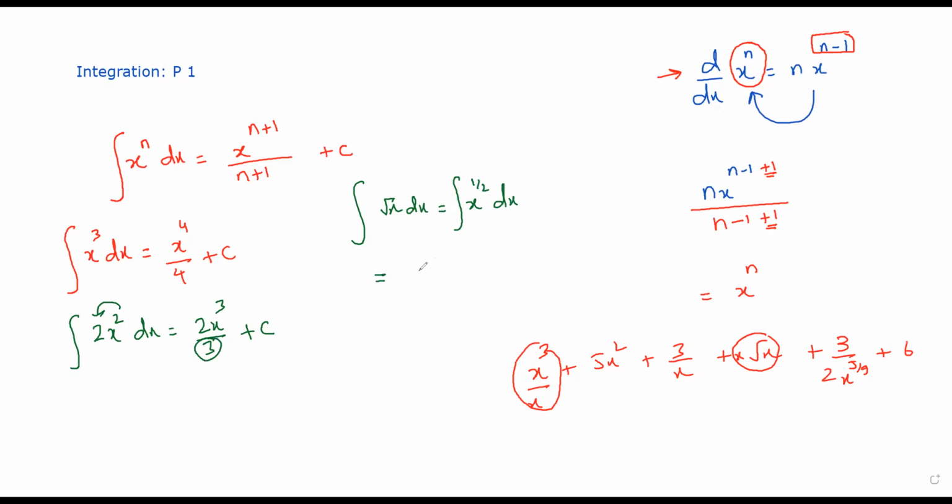Okay? So, this is x raised to power half plus 1 over half plus 1 plus c. So this is x raised to power 3 over 2. You have here 3 over 2 plus c. And you can finally write it as 2 over 3 x raised to power 3 over 2 plus c. Just keep on seeing this. First of all, I'll try to make you people used to the single term expressions, okay?